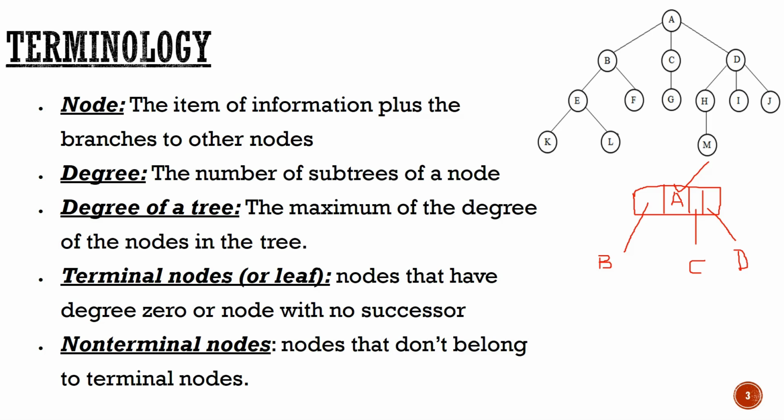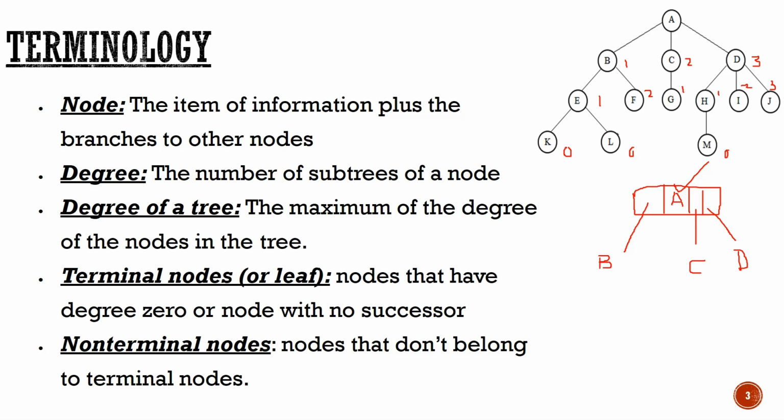Right? Then the degree of a tree: the number of subtrees will be the degree. If I take A as an example, how many subtrees do I have? 1, 2, and 3. Fine. Next, if I take B, how many children does it have? 1, 2. If I take C, 1. If I take D, it is 1, 2, 3. Then if I take K, it doesn't have any child. This one, no. This one, no.